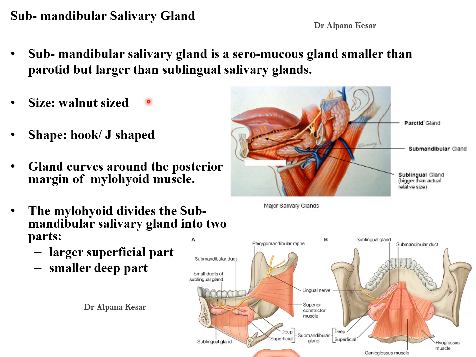Submandibular salivary gland is of the size of a walnut. It is a J-shaped gland or a hook-shaped gland. It hooks or curves around the posterior border of mylohyoid muscle. Thus, mylohyoid muscle divides the submandibular salivary gland into two parts: the larger superficial part and the smaller deep part.